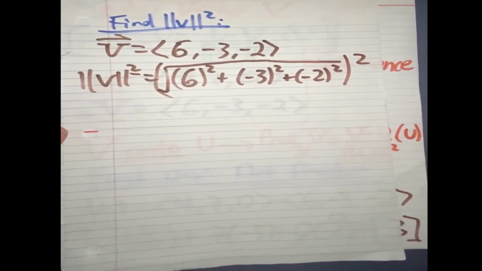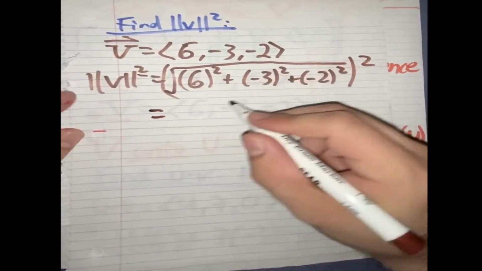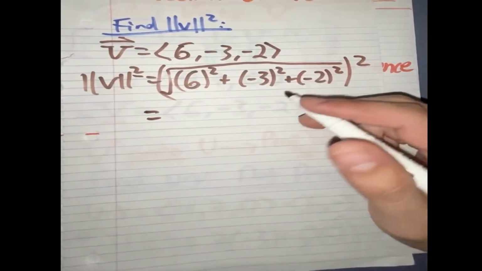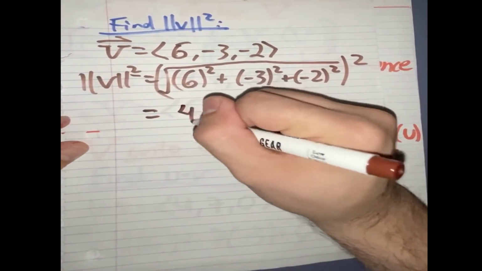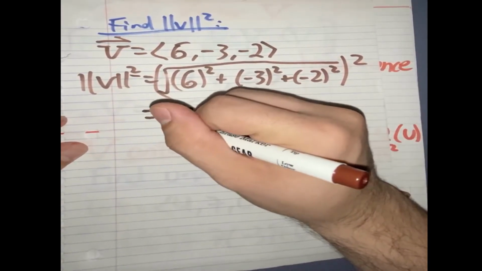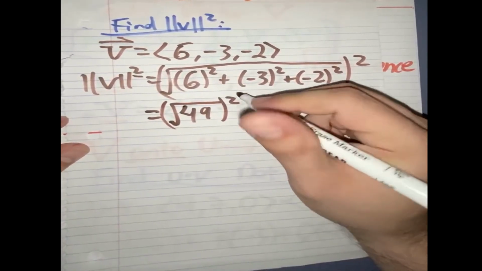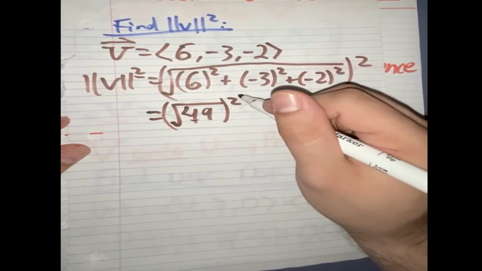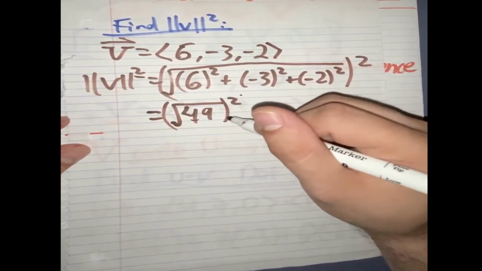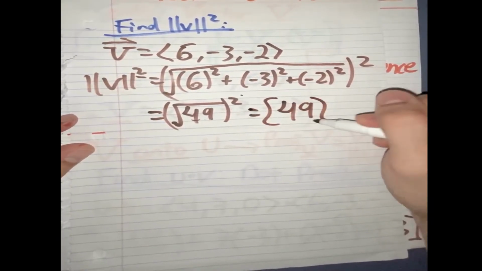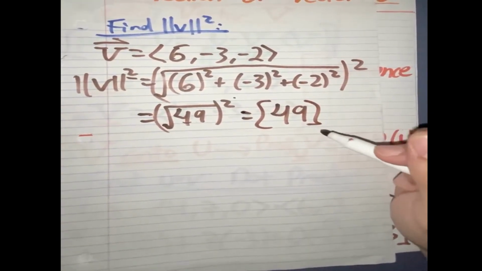So 36 plus 4 plus 9. 36 plus 13 is 49. So 49 square rooted. Then we're squaring. The square root of 49 is 7, but then we're squaring it, so it's essentially just equal to 49. So this is our magnitude of vector v squared.